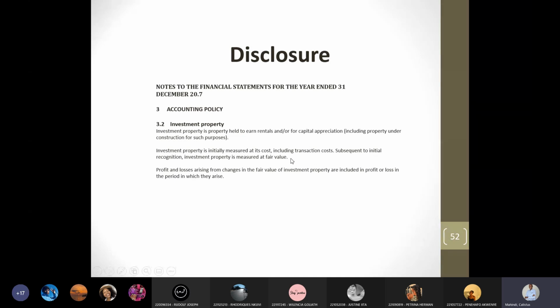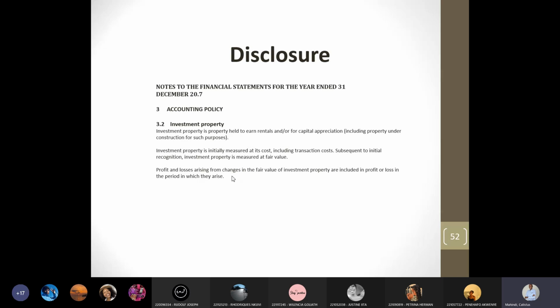Investment property is initially measured at its cost, including transaction costs. Subsequent to initial recognition, investment property is measured at fair value. So in this example, this company chooses to measure its investment property at fair value after initial recognition. Profit, all right, so here it should be profit or losses. Profit or losses arising from the changes in fair value of investment property are included in profit or loss in the period in which they arise.